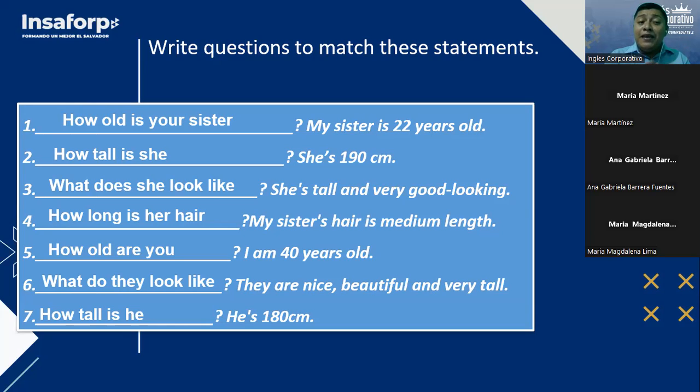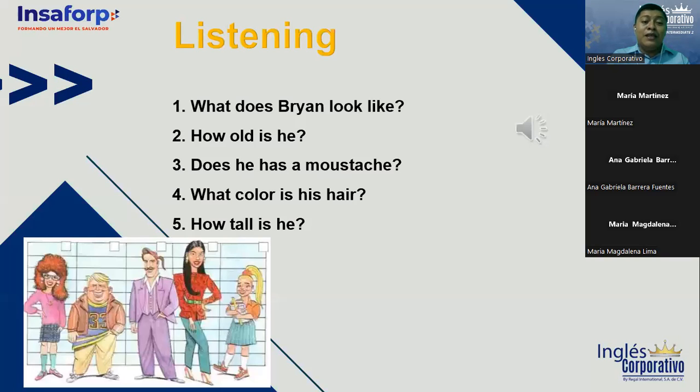Excellent. Thank you. Very good. Very nice practice. Thank you for your help, Maria Martinez and Maria Magdalena. You did a great job. So let's go with the next activity for tonight. We are going to listen, and after listening, we are going to answer the following questions. The questions are 5: what does Brian look like? How old is he? Does he have a mustache? What color is his hair? And how tall is he? And then you are going to tell me who in this picture is Brian.